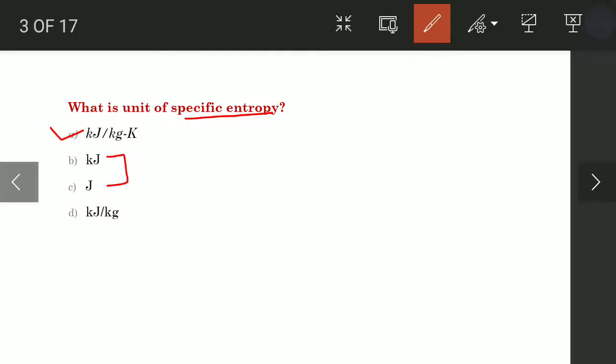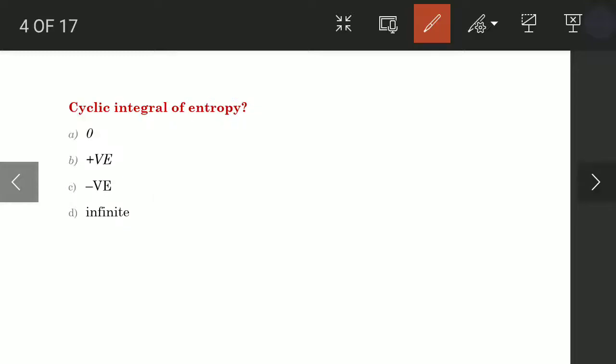Kilojoule and joule are the units of heat or energy. Kilojoule per kg is the unit of specific energy, that may be internal energy, kinetic energy or potential energy. So these three are the units of energy, and the first unit is the unit of specific entropy.